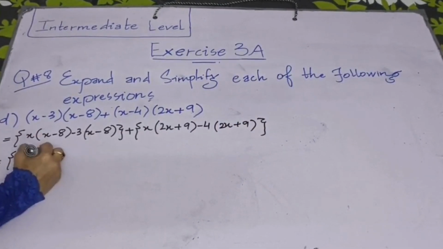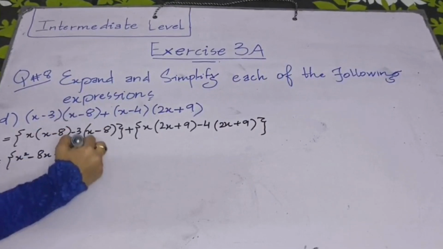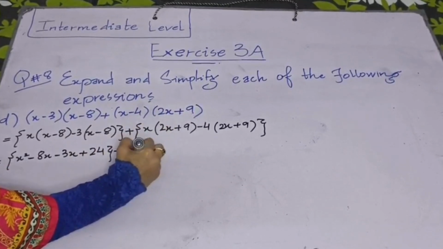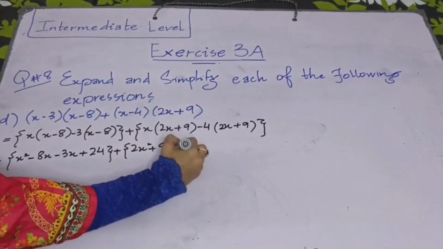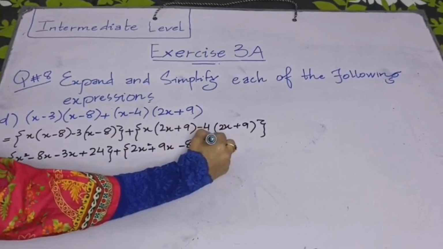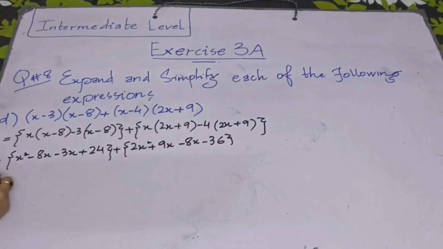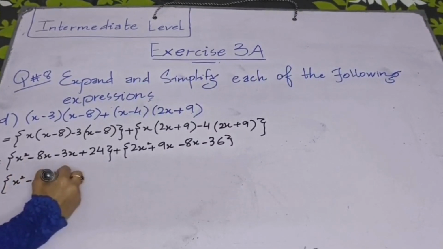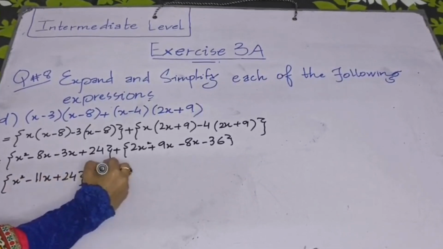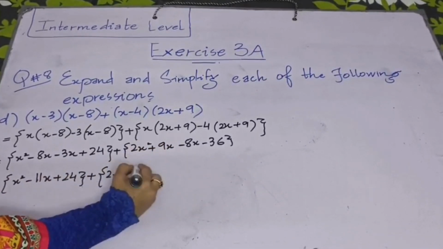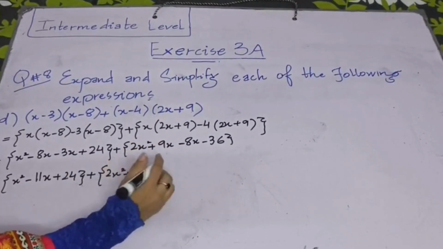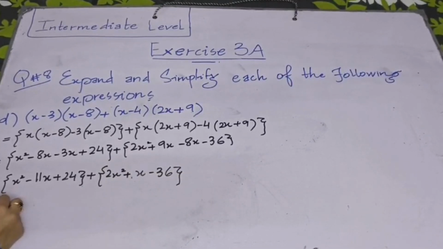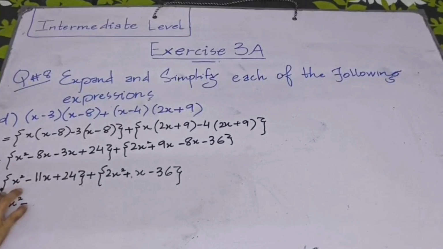x squared minus 8x minus 3x, minus plus 8 times 3 is 24, bracket close, sign plus 2x squared plus 9x minus 8x, minus plus minus 9 times 4 is 36. x squared, minus plus minus 11x plus 24 plus 2x squared plus, another greater number is plus, we will not write 1, you are going to write only x minus 36. Now we are going to open the bracket and solve it.